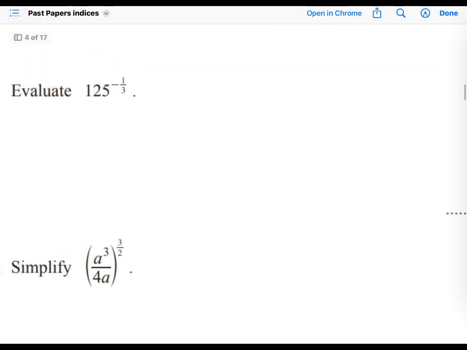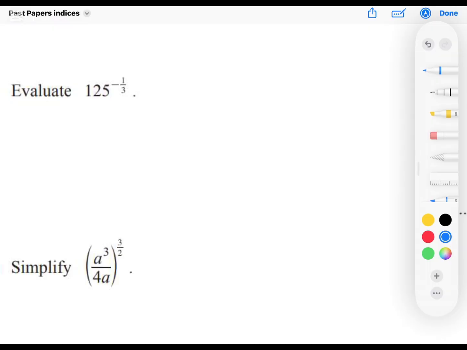Now next part. Now in this question you can see that the power is negative 1 upon 3, and I told you you have to convert the power into positive, then solve the question. Now I have to reciprocal it, so it will become 1 upon 125 power 1 upon 3. Remember that the base will be reciprocal, not the power. Most of the students make the mistake that they reciprocal the power. So remember that the base will be reciprocal, and for the power, only the sign of the power will be changed, nothing else will be changed with the power.